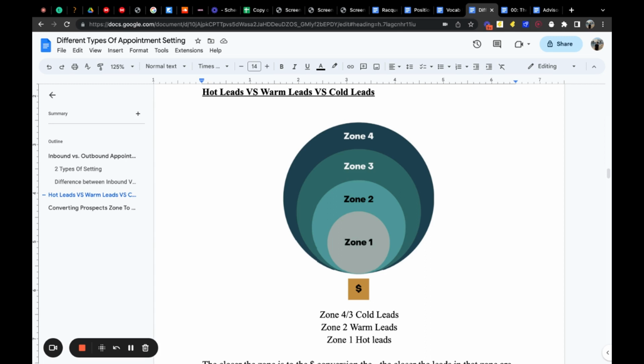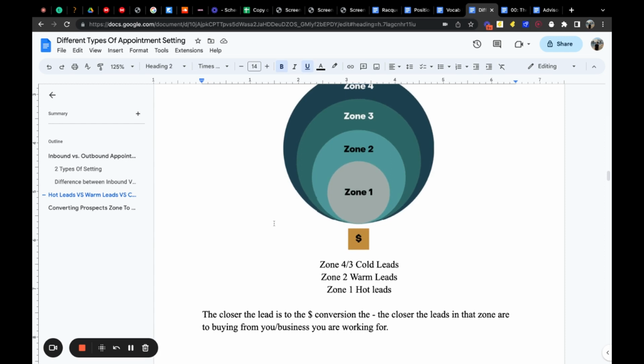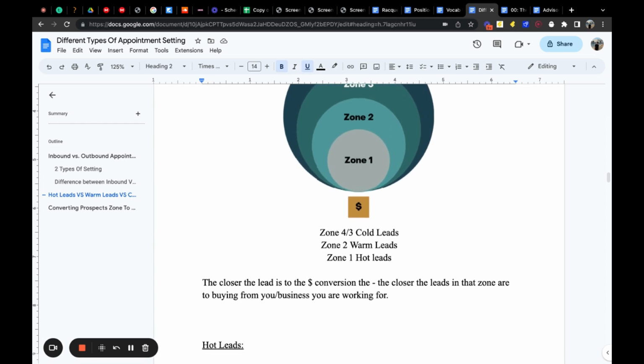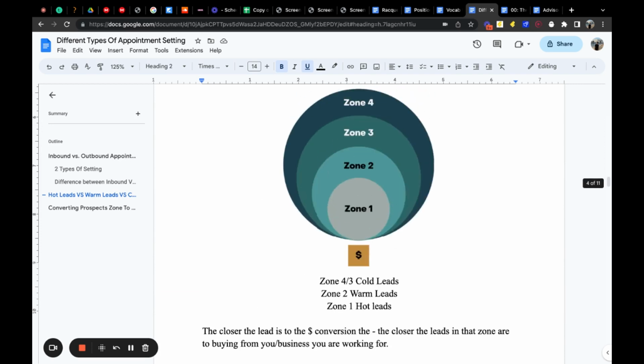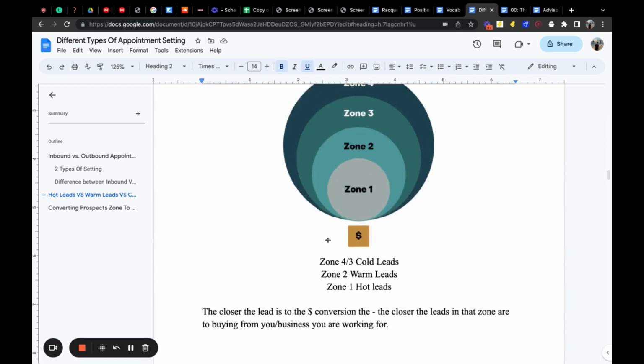And you do that by going from zone to zone, converting them, and building that relationship until you get to the conversion hole. So yeah, the closer the lead is to the conversion hole, the closer the lead in that zone is to buying from you or the business that you are working for. So hot leads, we're going to start with the leads that are in zone 1.